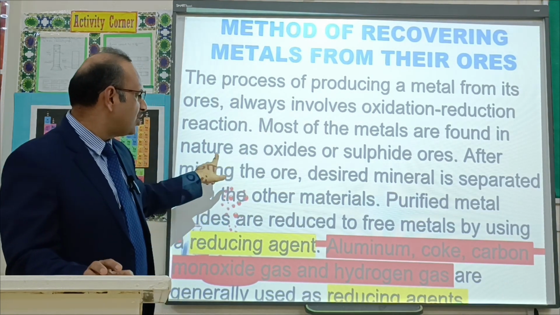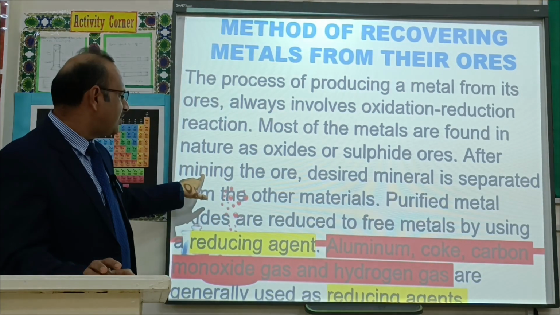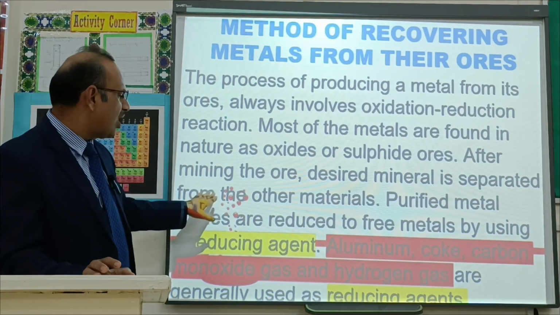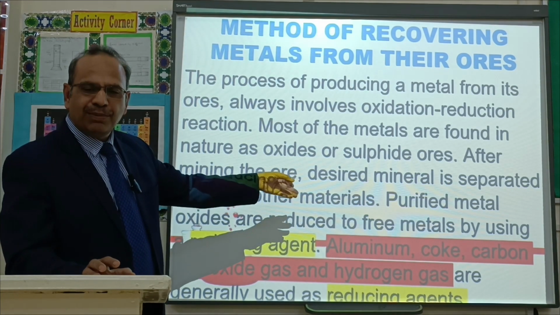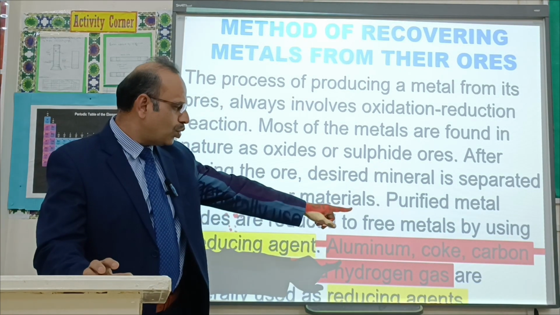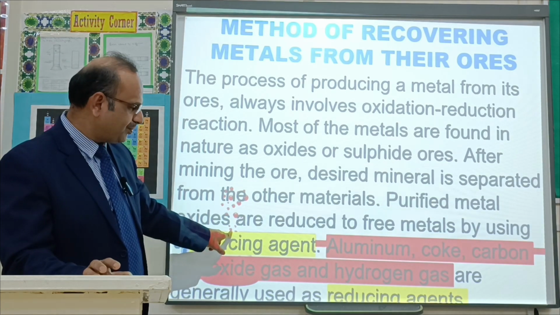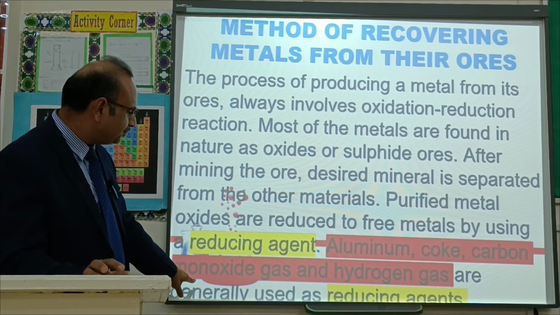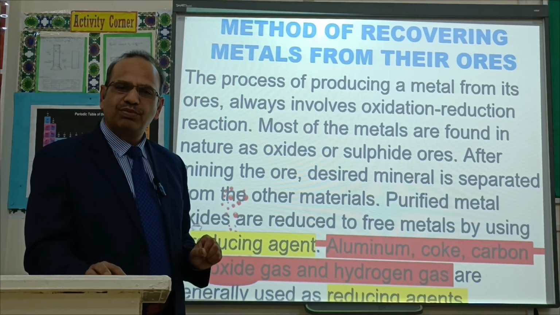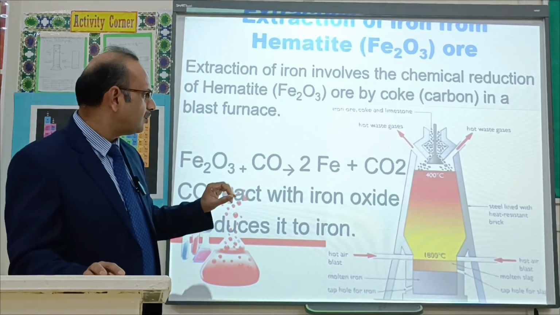Most of the metals are found in nature as oxides or sulfides. After mining the ore, the desired mineral is separated from the other material by redox reactions. Aluminium, coke and carbon can be used as reducing agents. Generally, they are used as reducing agents. Even carbon monoxide and hydrogen gas can also be used as reducing agents to extract the metal from its ore.